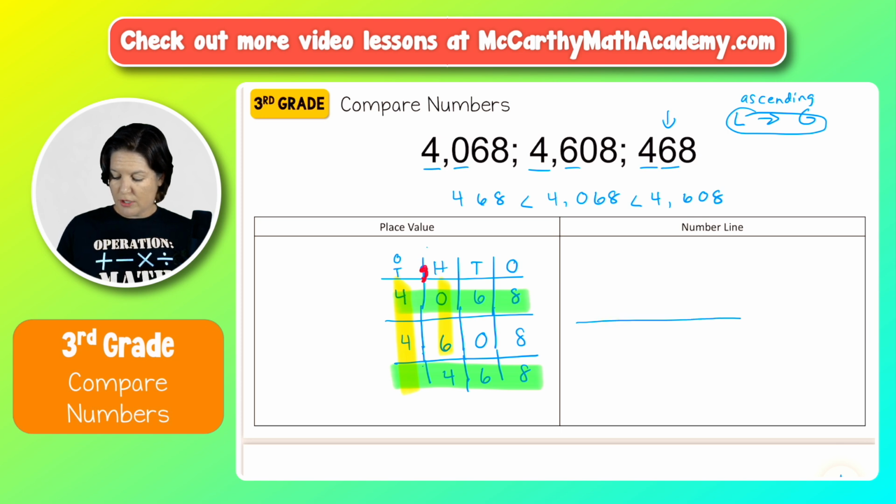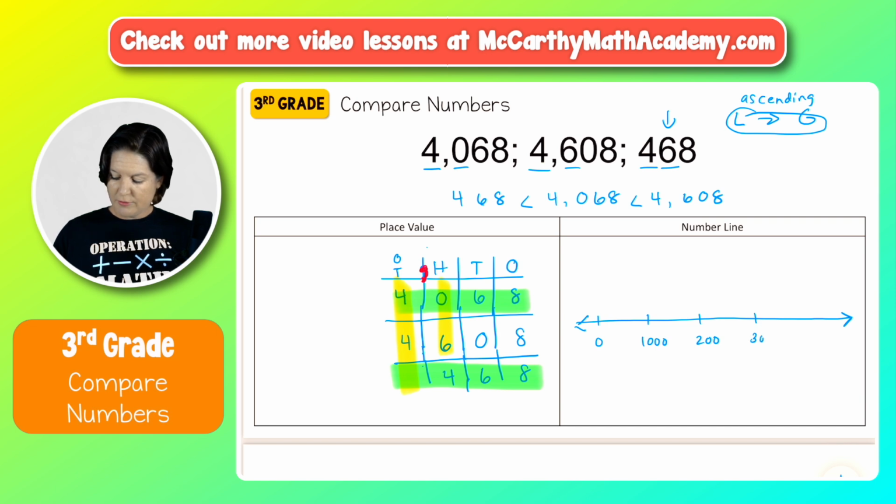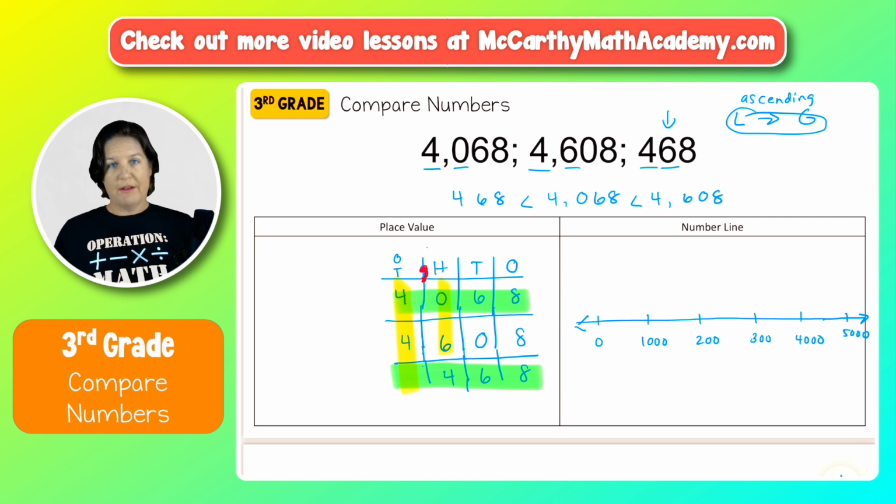Well, let's go ahead and draw a number line. So I know that my lowest is going to be 468. So what I'm going to do is map this out. Here's 0, and just kind of count by thousands. 1,000, 2,000, 3,000, 4,000. And let me give myself just a little more space to squeeze in a 5,000 there. That way I can just showcase my 4,000 range.